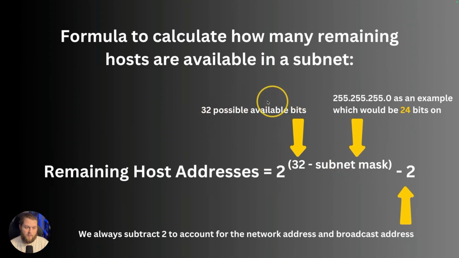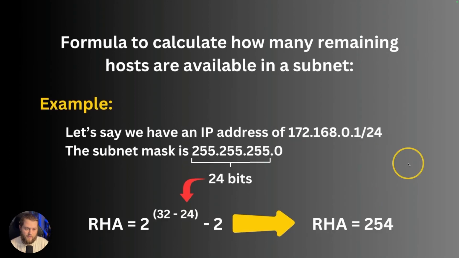So we have 32 possible available bits in our octets for our IP address. And then as an example, I put 255.255.255.0, which is a pretty standard Class C address, which would give you 24 bits on. So we take the 32 minus the 24, and then we go ahead and subtract the 2. We'll dig into it a little bit further here on this screen.